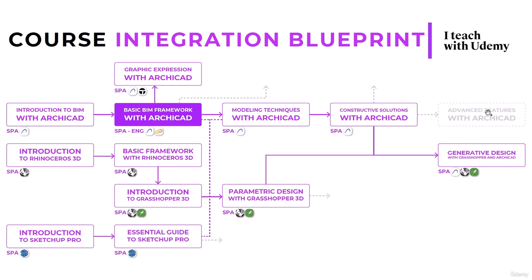Another type of interesting synergy happens with Rhinoceros, because I explain the basic framework with Rhinoceros, which is an organic modeling tool. Then we can delve into Grasshopper, which is another tool that allows you to visually program your algorithms. We can delve into parametric design, and then we can integrate both ArchiCad with Grasshopper to start reviewing generative design concepts with the integration of these two different tools.